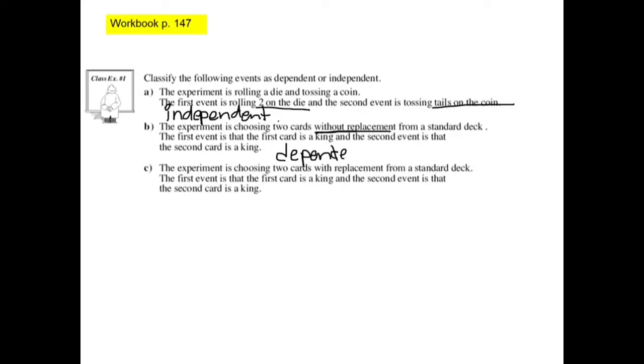So if I had to reword that, basically if I took that king out, and originally there's 52 cards, now there's 51 to choose from.